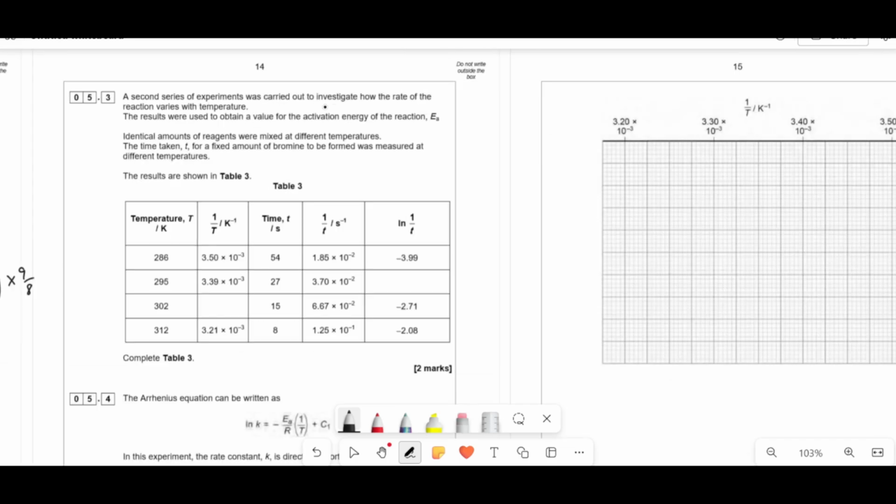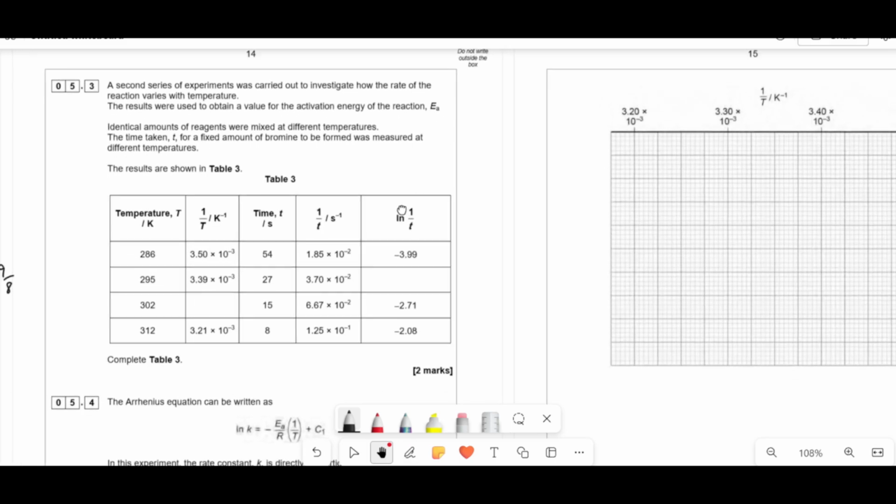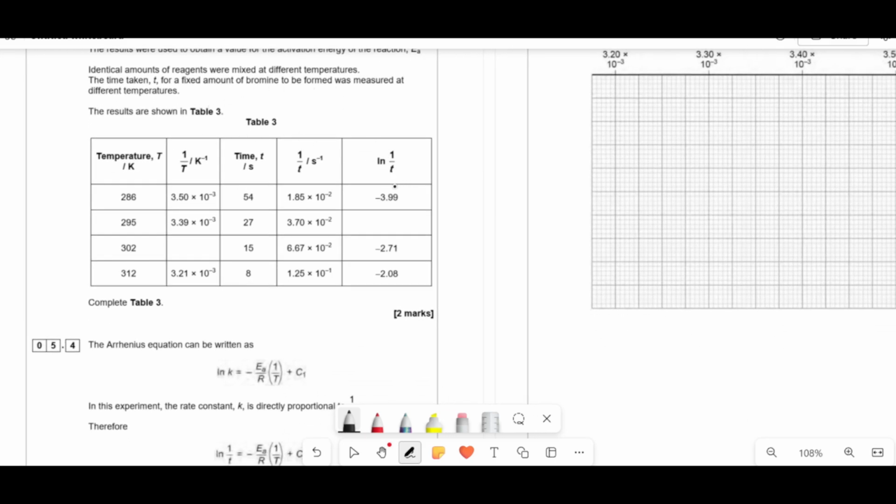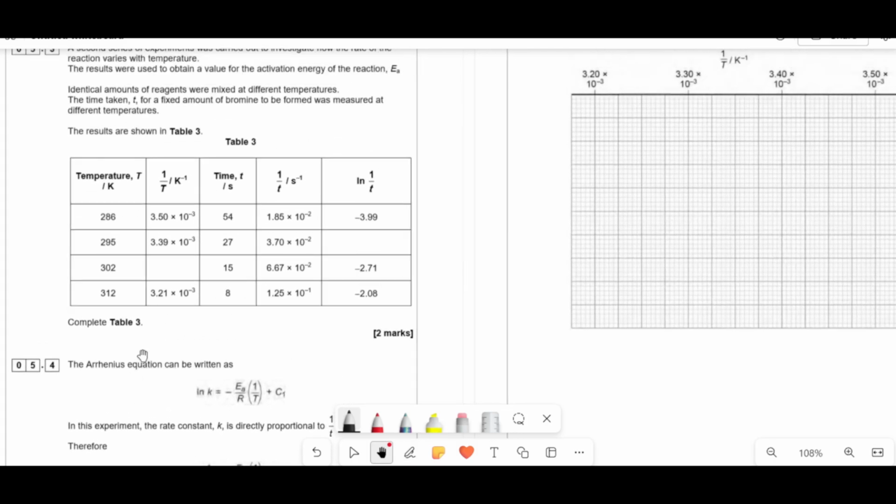The second series of experiments is carried out to investigate how the rate of reaction varies with temperature. The results were then used to obtain an activation energy value. Identical amounts of these were done, and they ran them at different temperatures, and it says complete table 3.